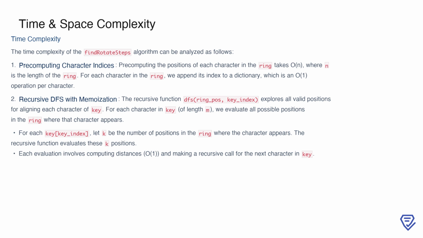Next, we consider the recursive depth-first search (DFS) with memoization. Here, the function DFS(ring_pos, key_index) examines all valid positions in the ring for each character in the key. If the key has a length of m, and for each character in the key we evaluate k positions in the ring where the character appears, then the function computes distances in O(1) and makes recursive calls for the next character. These recursive evaluations form the basis of the time complexity and are analyzed further in the following steps.